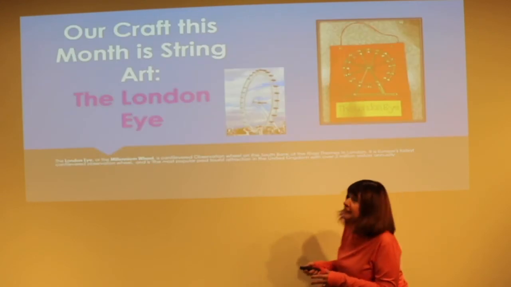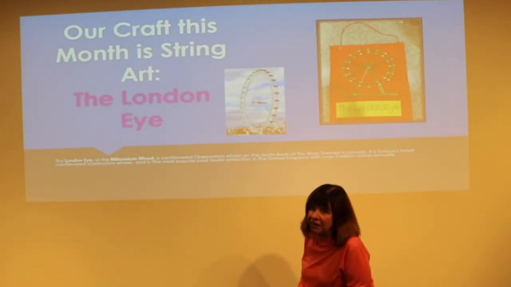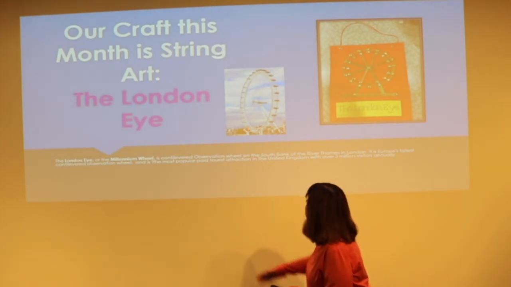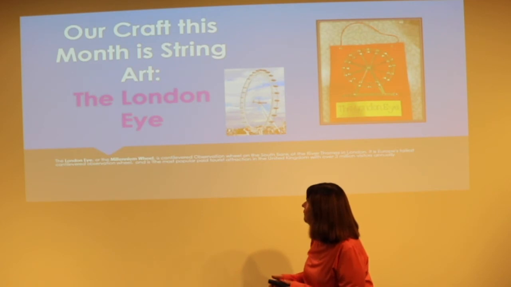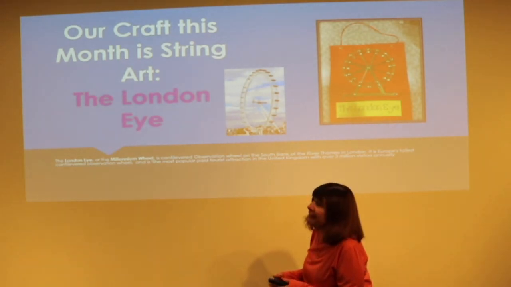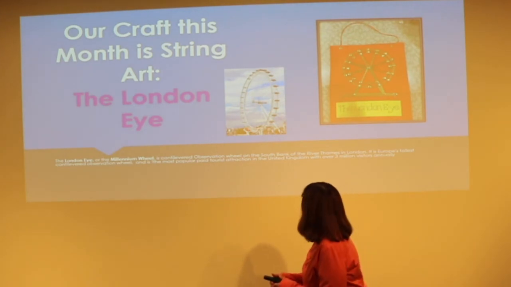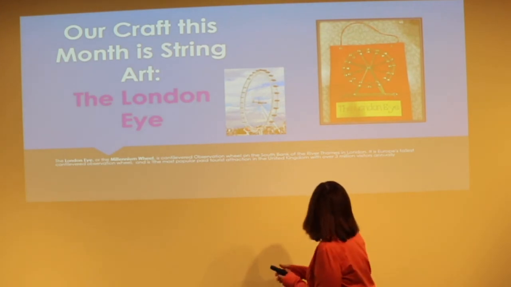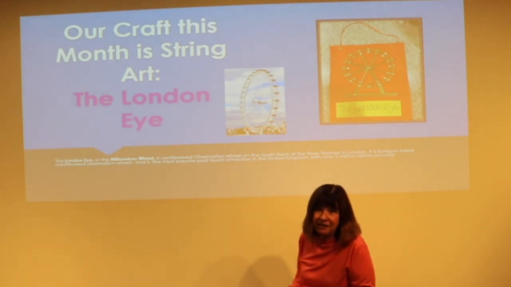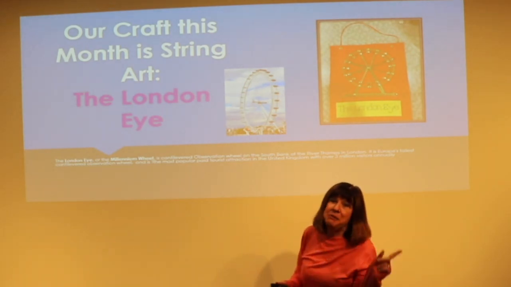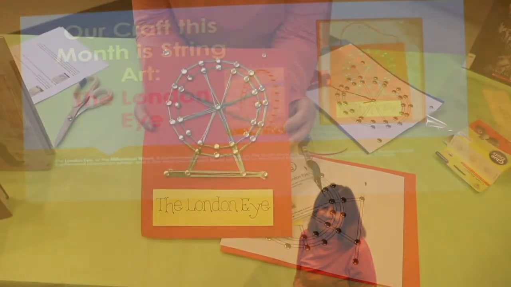So, next up, my favorite part, the craft part. Our crafting this month is string art, and we're going to try to do our own version of the London Eye. The London Eye, or the Millennium Wheel, is a cantilever observation wheel. Think of the thing that's at Navy Pier, something similar to that. And it's on the bank of the River Thames in London, and it's one of the most popular tourist attractions in London. So why don't you meet me over at the craft table, and we will get started.